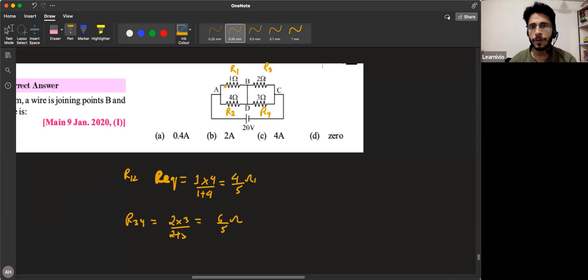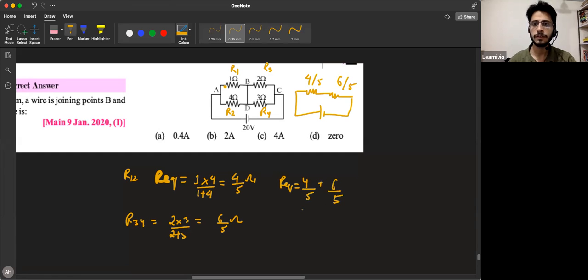And this whole combination and this whole combination are connected in series. So if I draw the equivalent circuit, you will get these two resistors connected in series. This is 4 by 5, this is 6 by 5. So when we calculate R equivalent, it is 4 by 5 plus 6 by 5, so that is 10 by 5, which is equal to 2R. This is the R equivalent.